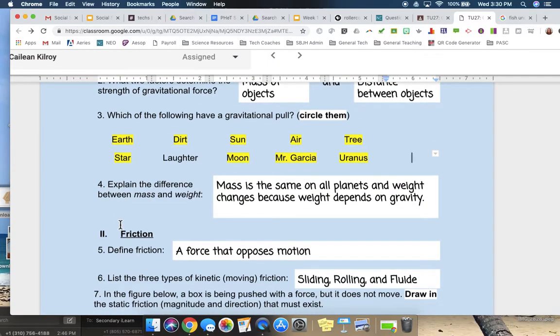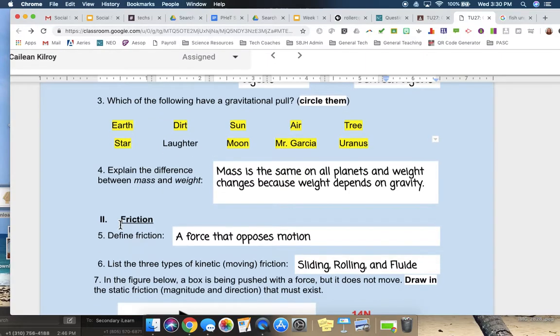Now, what is the difference between mass and weight? Mass is the same on all planets, while the weight changes because the weight depends on gravity. So your weight on the moon is different than on Earth because your weight depends on the gravity. There's less gravity on the moon, so you're going to weigh less.